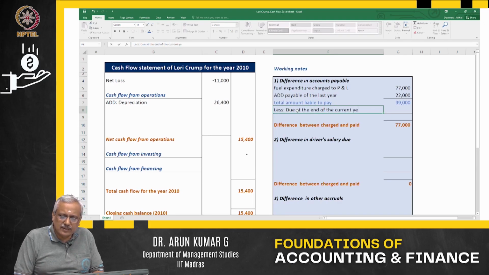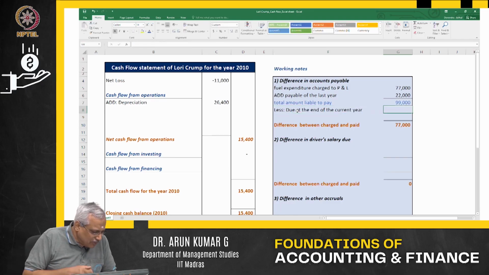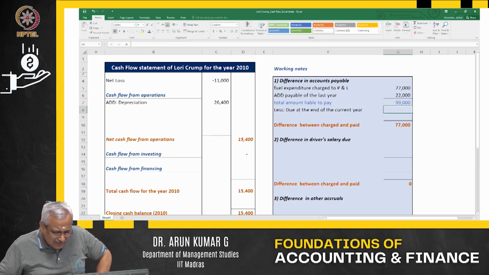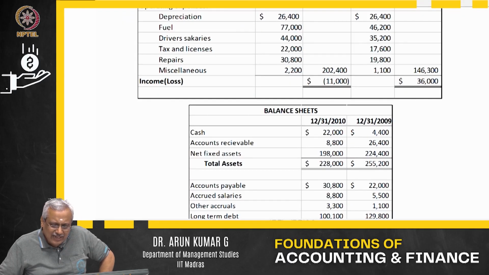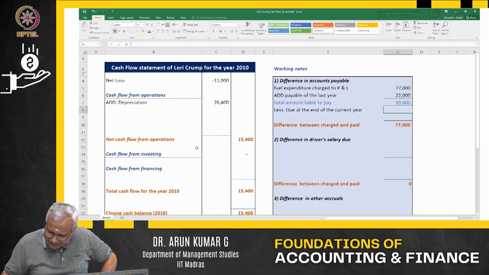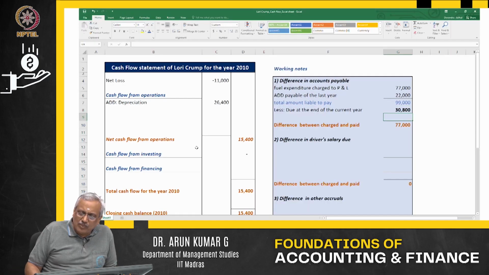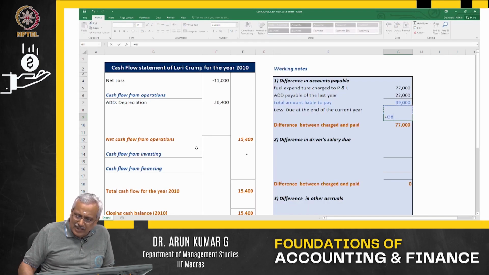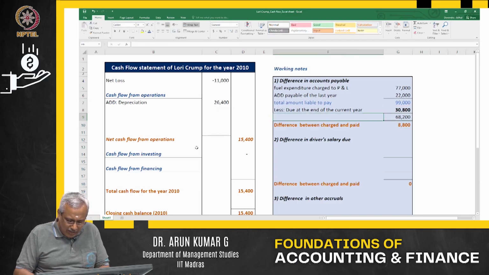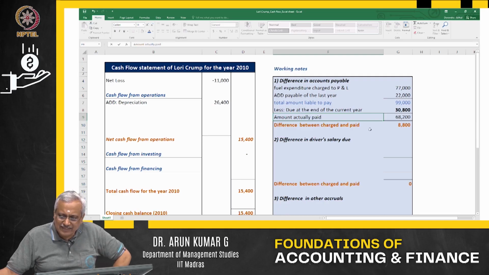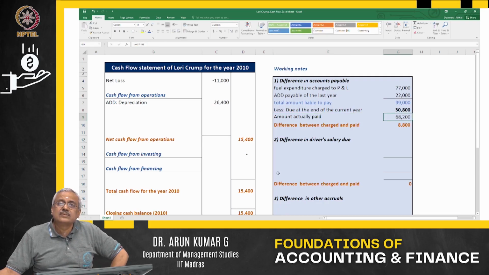What is the amount due at the end of the current year? As you can see in the balance sheet, it is 30,800. So, what is the amount that is actually paid? The amount actually paid is 68,200.